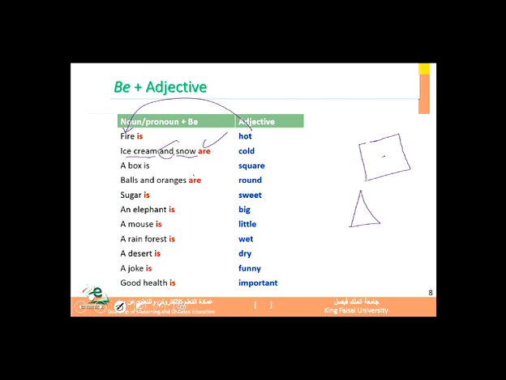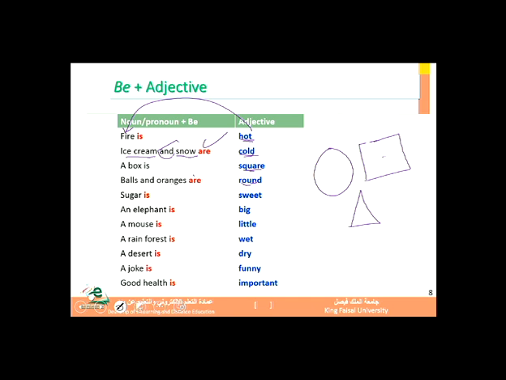Balls and orange are round. Round means they have a circle-like shape. So orange is round. A ball, football for example, is round. So this is an adjective, this is an adjective, this is an adjective, this is an adjective. Those adjectives describe the noun that comes at the beginning of the sentence. They also give more information about this noun.